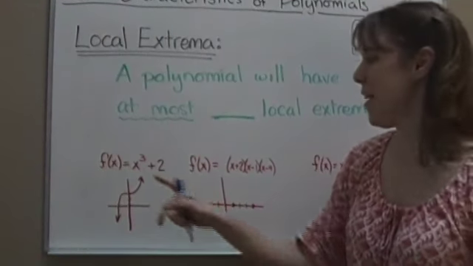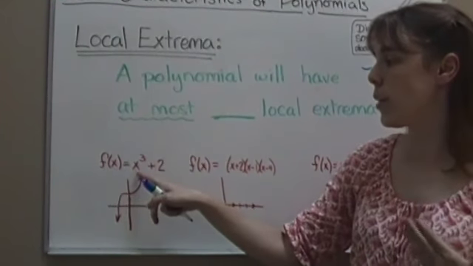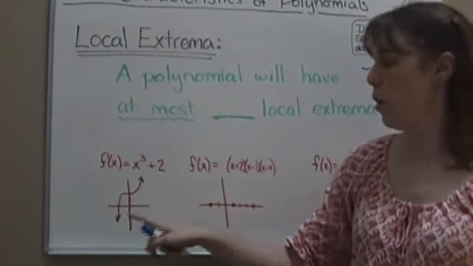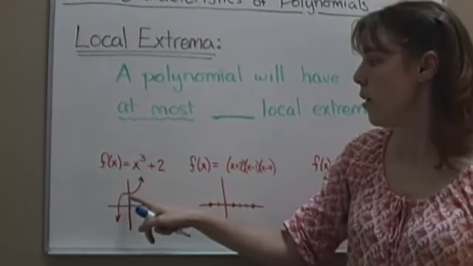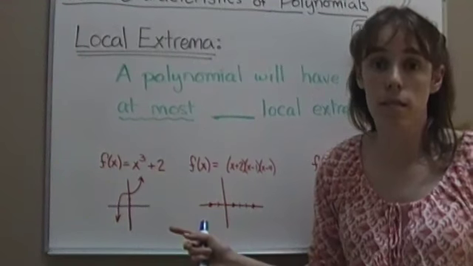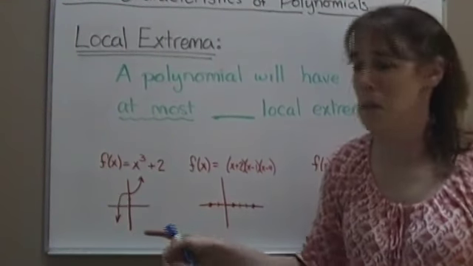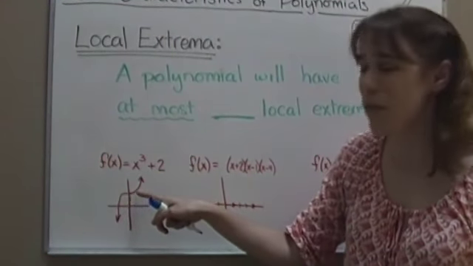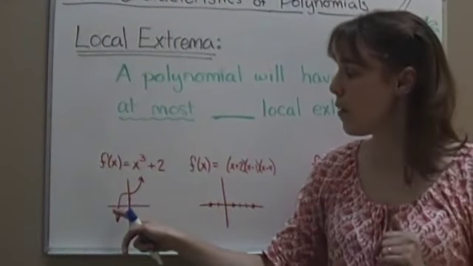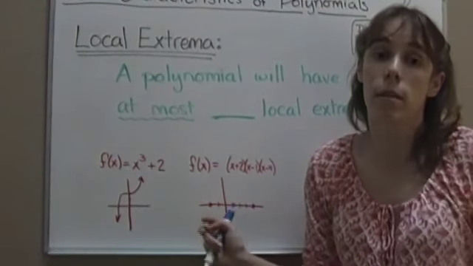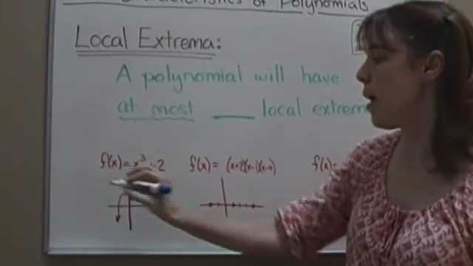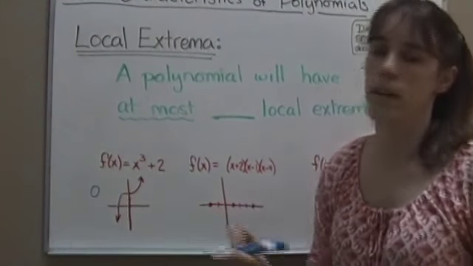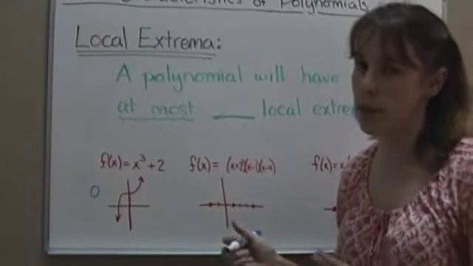So let's look. Here's an example. F of x equals x to the third plus 2. So it takes your x to the third graph and slides it up 2. Does this have any maxes and mins? No. Pretty much here it's going a little bit flat, but it never has the bump up or the bump down that sometimes an x to the third graph does. So this one has 0 maxes and mins, 0 extrema.